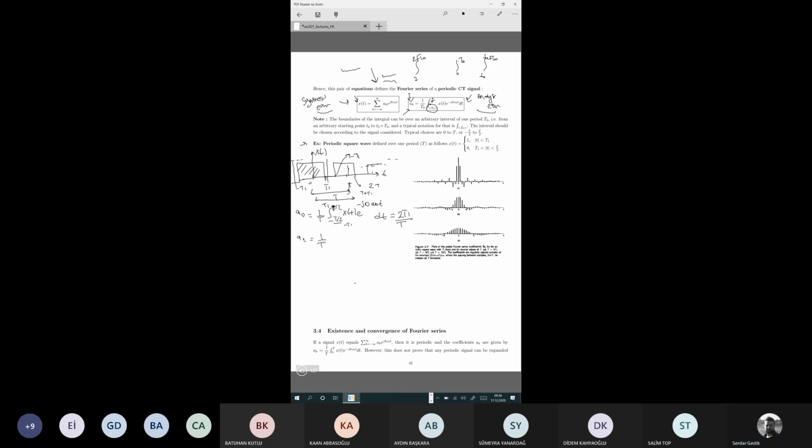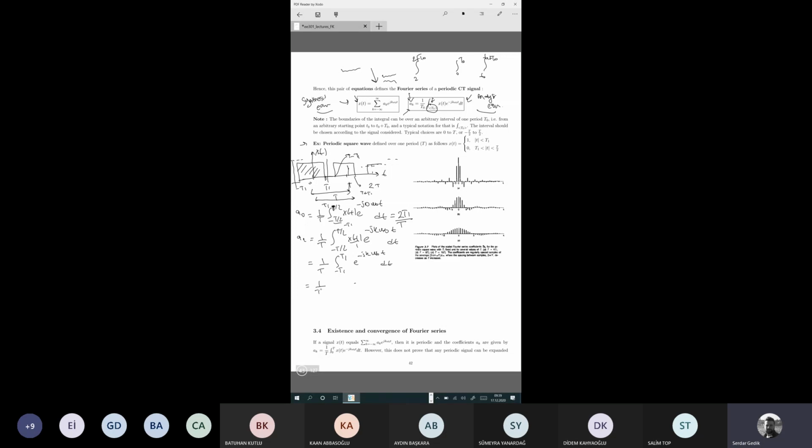So that's it. Well, what about ak in general? ak is 1 over T, again integral minus T over 2 up to T over 2, x of t, e to the power minus j k omega 0 t dt. So if you go and evaluate, it is 1 over T. I will change the limits to minus t1 to t1. x of t is 1 whenever t is in the interval minus t1 to t1, so I will put here 1. So it is e to the power minus j k omega 0 t dt.